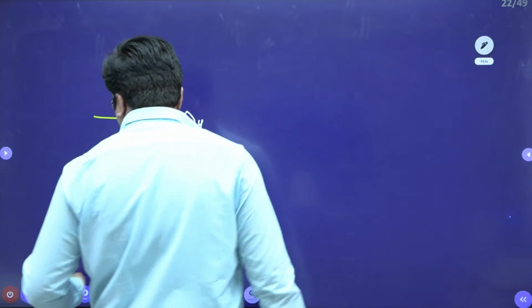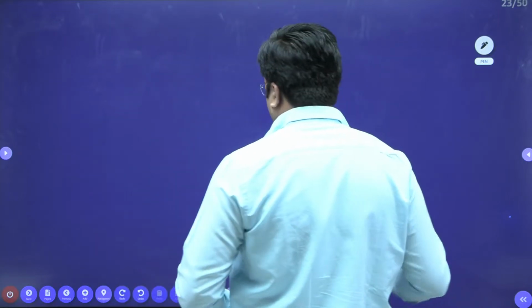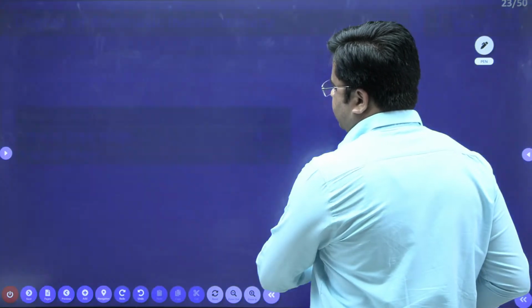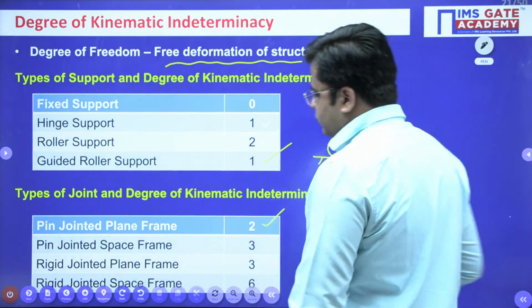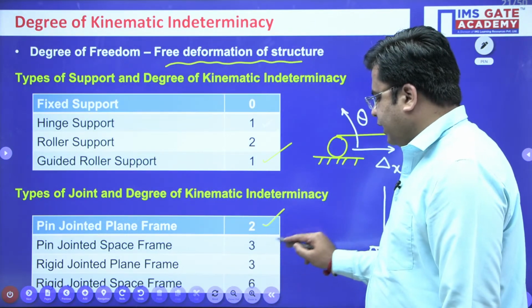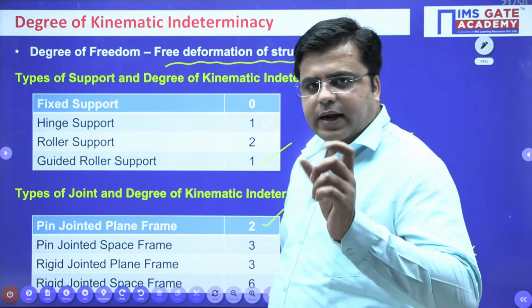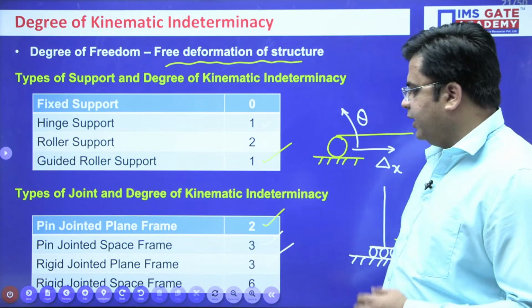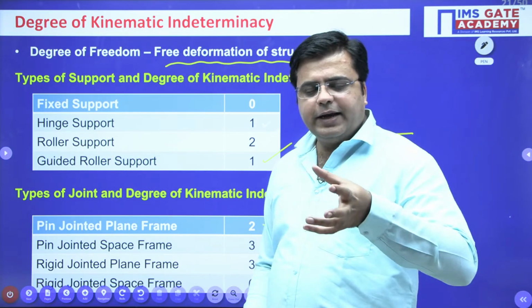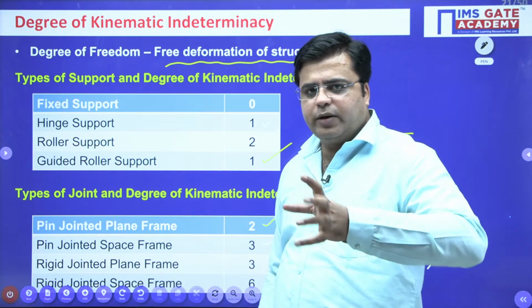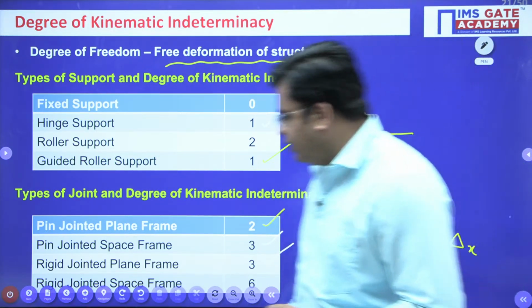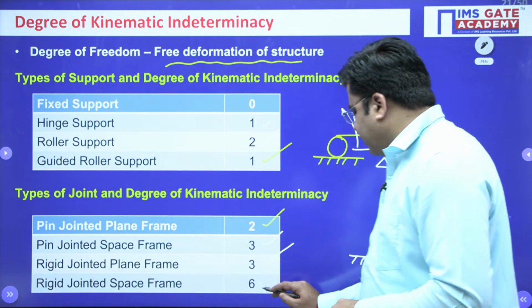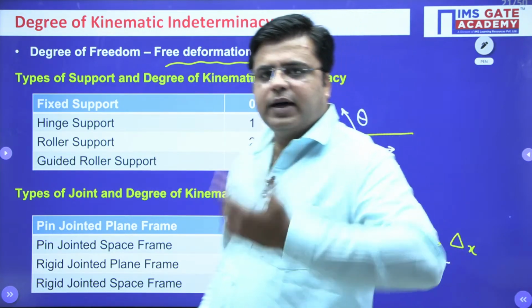Similarly, for a pin jointed space frame, the degree of freedom comes out to be 3: delta x, delta y and delta z. Okay. For a rigid jointed plane frame, the degree of freedom is 3, that is delta x, delta y and theta. There is a rotation about the rigid joint possible, right? And for a rigid jointed space frame, the degree of freedom is 6. That is delta x, delta y, delta z.